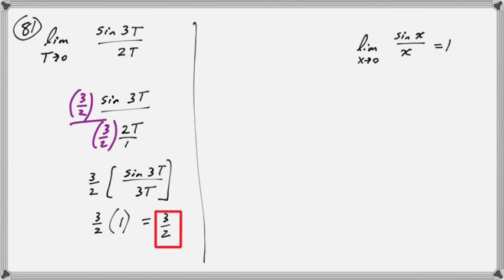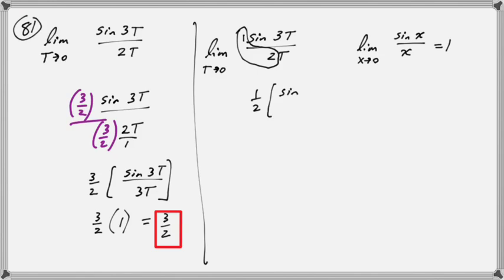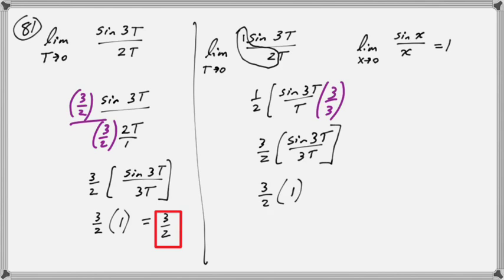Normally, I teach it this way. Sine of 3t over 2t, and t is approaching 0. Pull the 1/2 out. Sine of 3t over t. You got to make that a 3, so you got to do this. And so that's a 3 halves. Sine of 3t over 3t. That limit is 1, giving me a result of 3 halves.